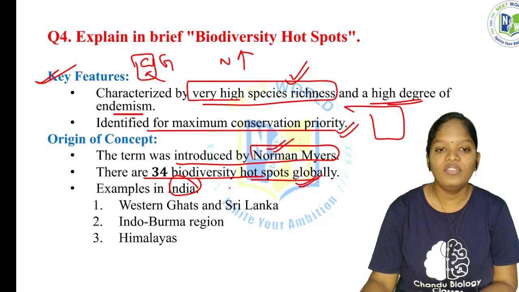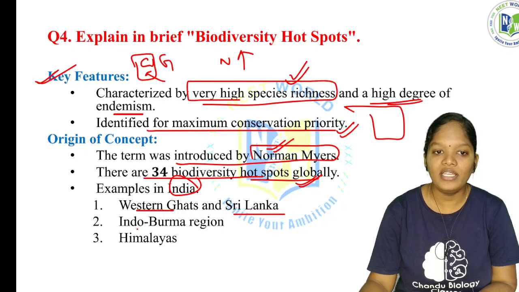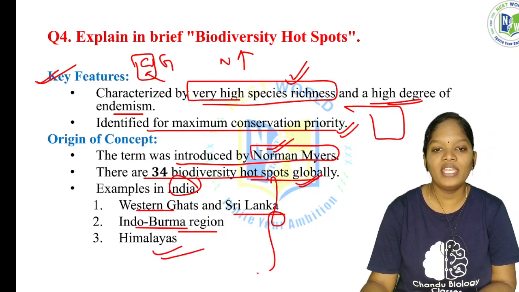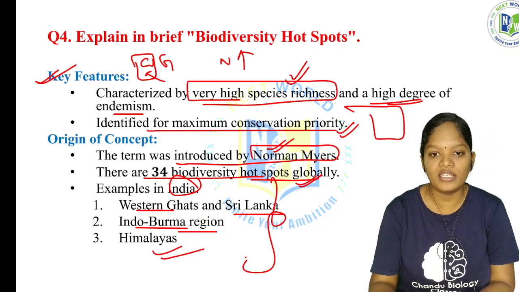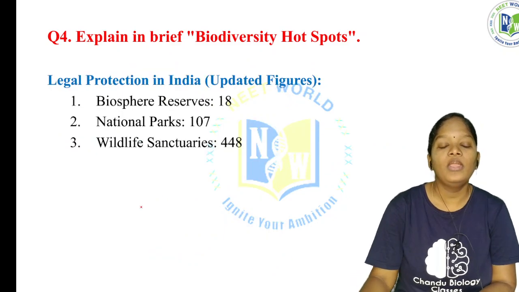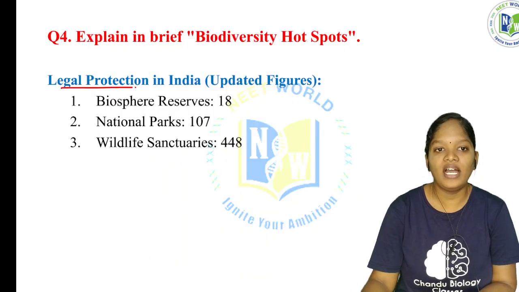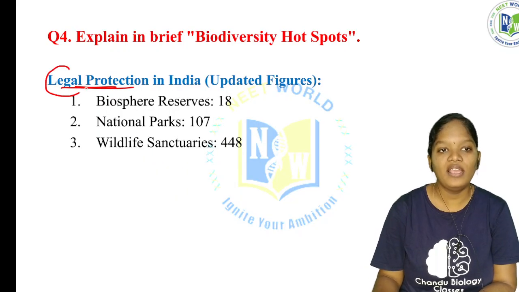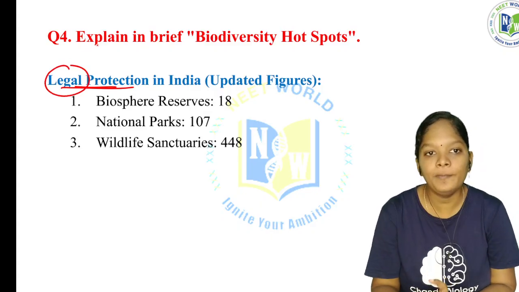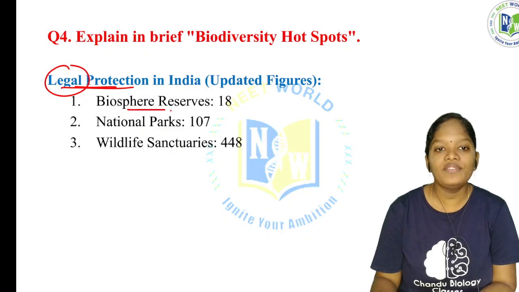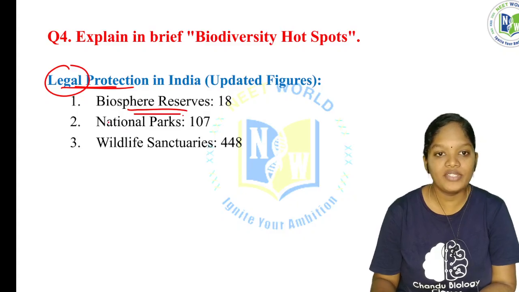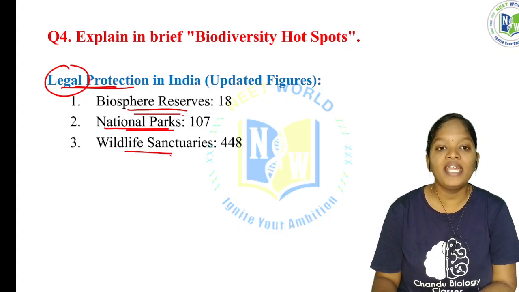In India, we have the Western Ghats and Sri Lanka, the Indo-Burma region and the Himalayas. So these are the areas we consider as biodiversity hotspots in India. Now, what is the legal protection in India? Legal, in the sense of law. Is there any law to protect these biodiversity hotspots in India? Yes, we have biosphere reserves, national parks and wildlife sanctuaries.